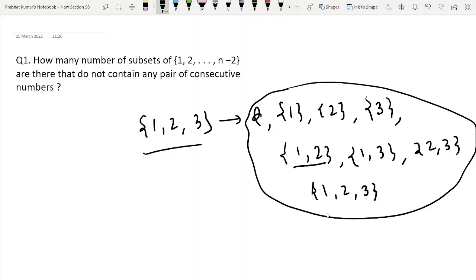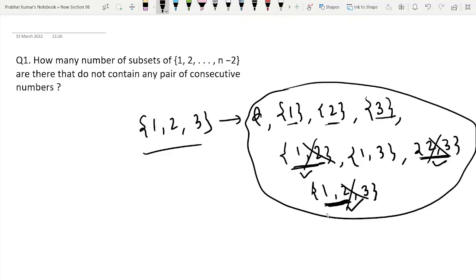So this contains a pair of consecutive numbers, and this also, and this also contains a pair of consecutive numbers. These three are not what the question is asking for. Instead it's asking for the other ones. Since there is only one number, these cannot contain any pair of consecutive numbers: the empty set, 1, 2 and 3, and similarly 1 3 is another, because 1 and 3 are not consecutive. So there are 5 subsets of 1 2 3 that do not contain any consecutive numbers.